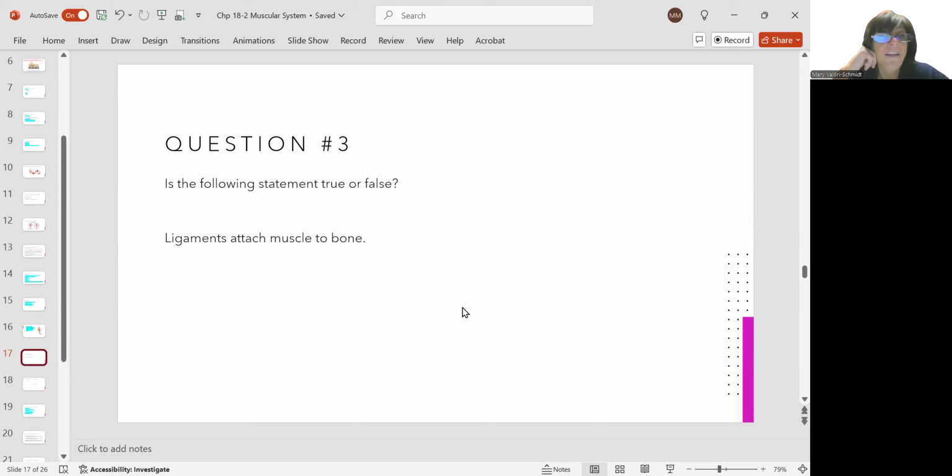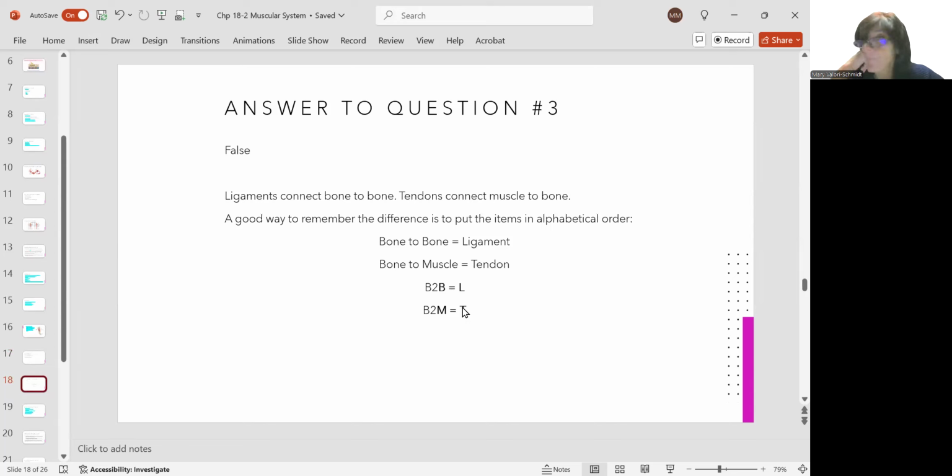It's actually question 1. Is the following statement true or false? Ligaments attach muscle to bone. No. And here's a nice little thing to help you remember on the next slide. Bone to bone equals ligament. Bone to muscle equals tendon. Bone to bone is ligament, bone to muscle is tendon.